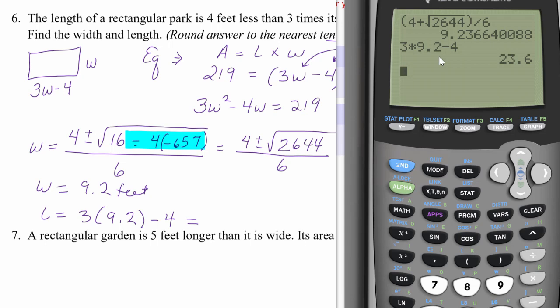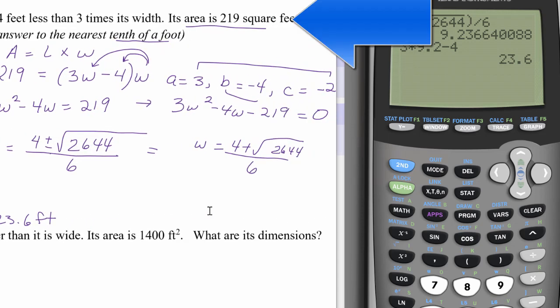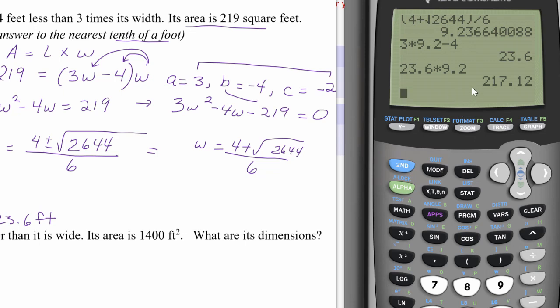And then let's quickly check in the calculator that our area is supposed to be 219, right? See how it says the area is supposed to be 219 square feet. So let's multiply that in the calculator and see if we get close to 219, right? Because these are approximations. And notice that we get 217 as an approximation to the area.